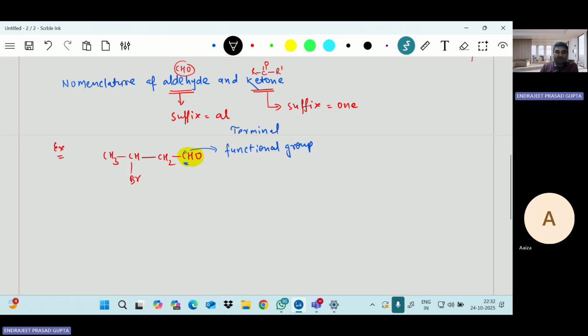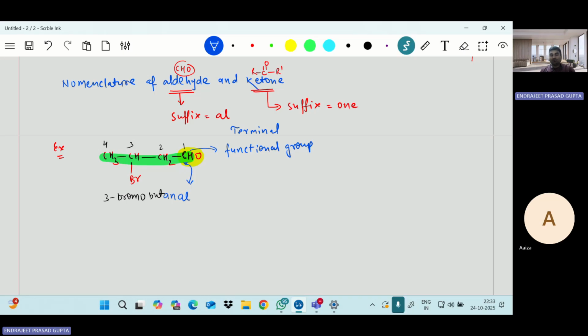So we'll start the numbering from here. This is the carbon chain, carbon number 1, 2, 3, 4. On carbon number 3, there is a 3-bromo, and 4 carbons is called but, and single bond is there. See that this carbon chain has the single bond, so this is ane, and the e will be removed, and suffix al will be added because CHO, aldehyde, is there. In the case of aldehyde, we will add al.